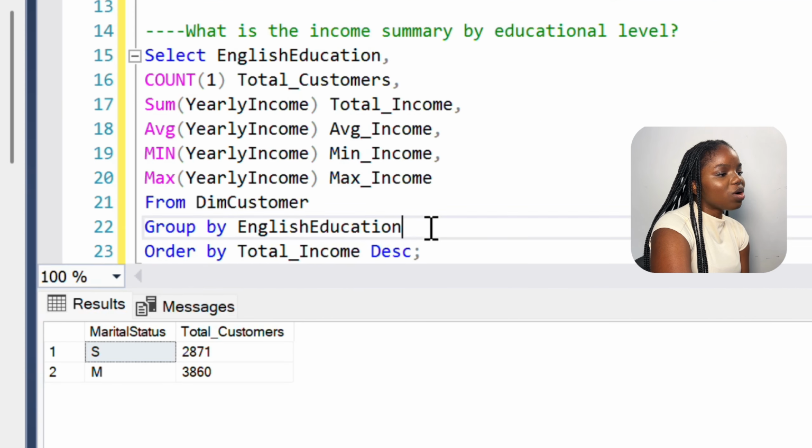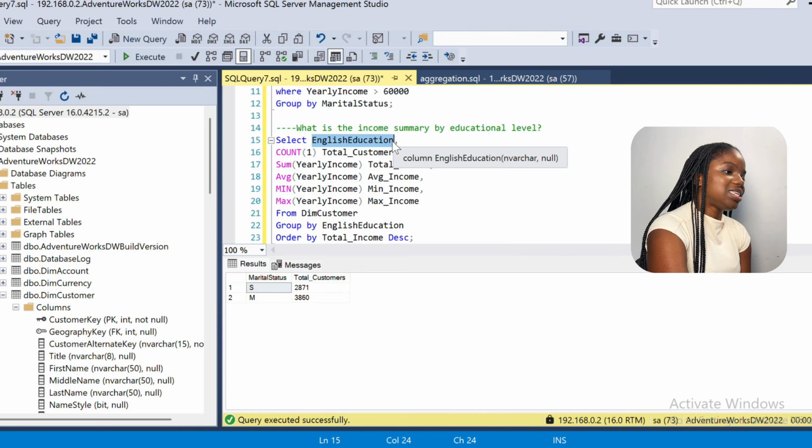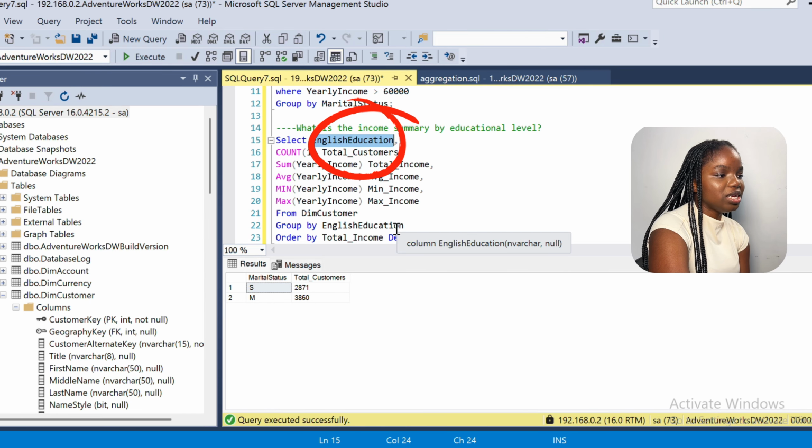And don't forget, I told you here that you'll have to use group by if you have any column that is not aggregated in that select statement. So the only column that is not aggregated in this case is the English education. So that is why we are grouping by English education.